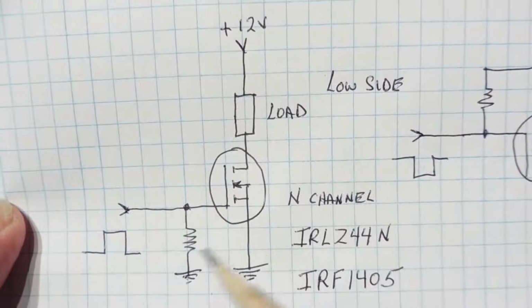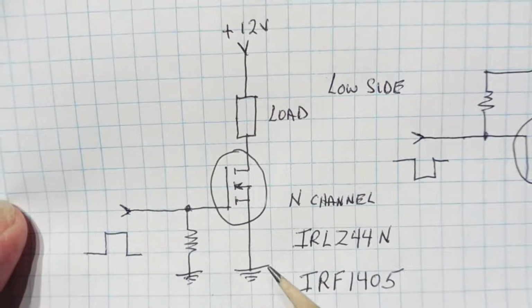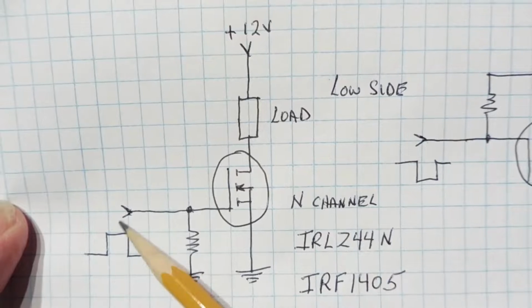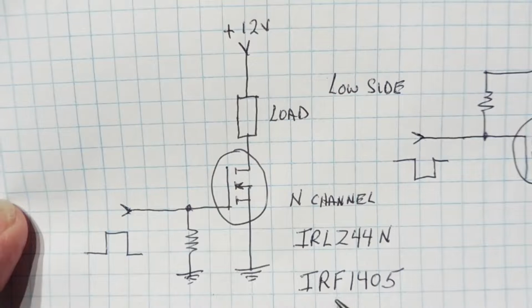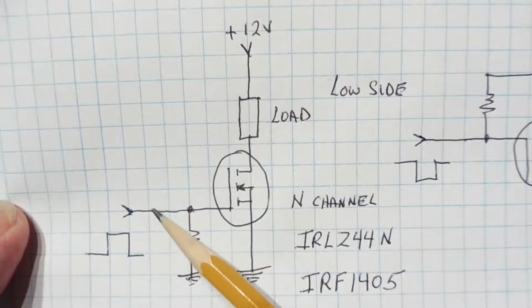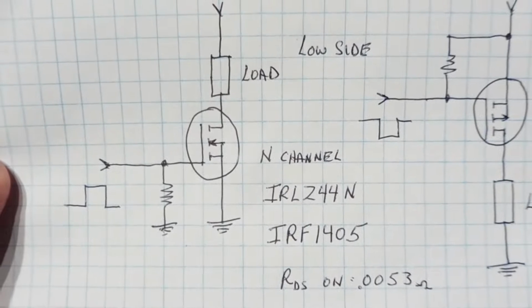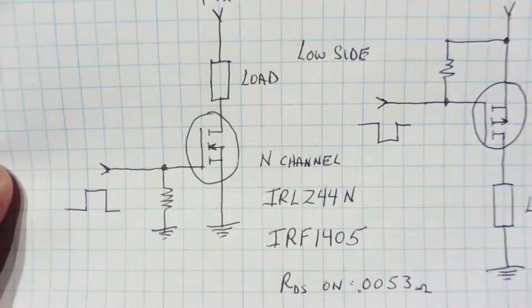Now to turn on this MOSFET, we apply a positive voltage between the gate and source. And for the IRLZ44N, which is a logic level MOSFET, we need 5 volts at the gate to turn on the MOSFET. And for the IRF1405, we need 10 volts between the gate and source to turn on the MOSFET. And when we do that, we'll get an RDS(on), a drain to source on resistance, of 5.3 milliohms for the IRF1405.